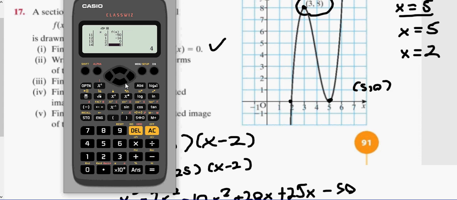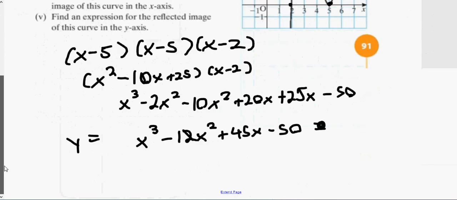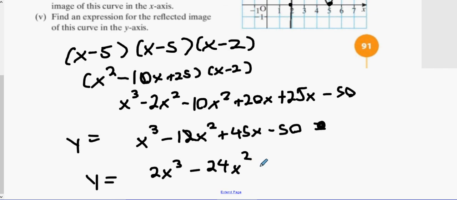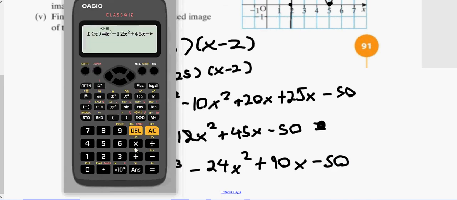Oh, 3, 4. I wanted 3a. Anybody have an idea how to fix that? Times it by 2. And what does times it by 2 do? It doubles the height, but it doesn't change where it crosses the x-axis. Is that okay? So let's try this out again, except this time that's a 2, you're a 24, you're a 90.